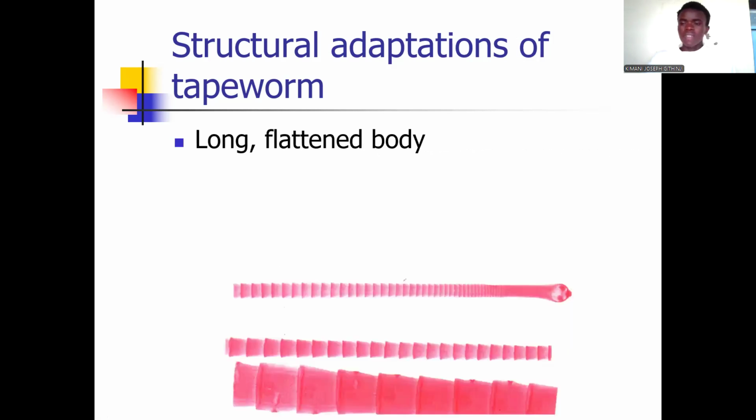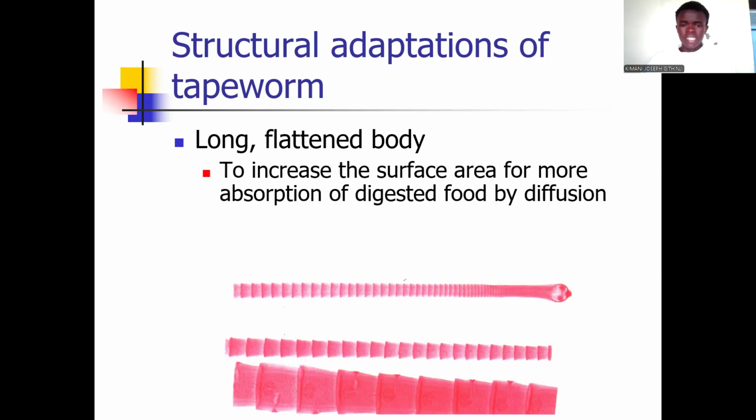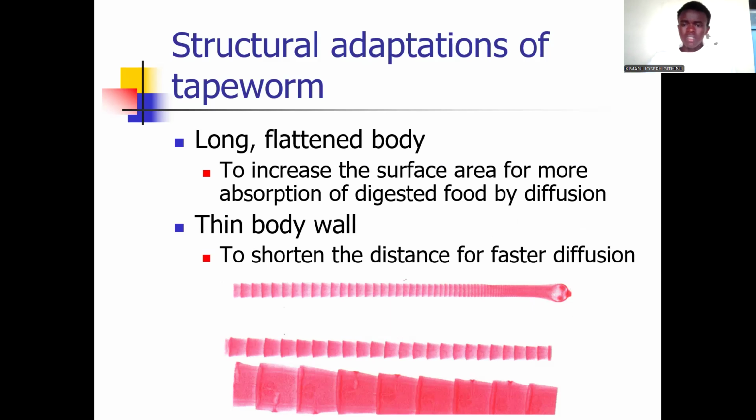Now, it has a very long, flattened body. What's the essence of that? Remember, if it has a long, flattened body, it means that this parasite has a large surface area. A large surface area will result in a higher rate of absorption of these materials. It increases the area for more absorption of digested food by diffusion. And it also has a thin body wall to reduce the diffusion distance of the materials.